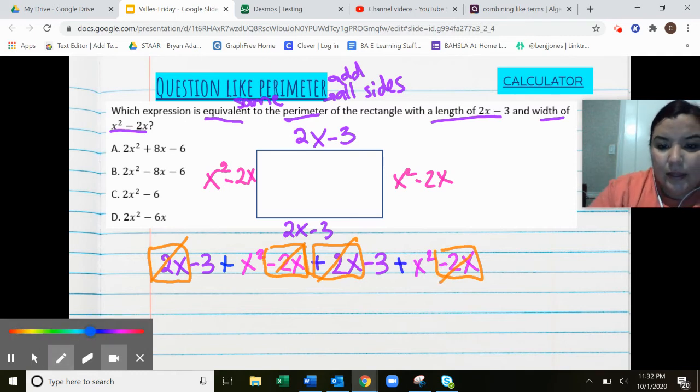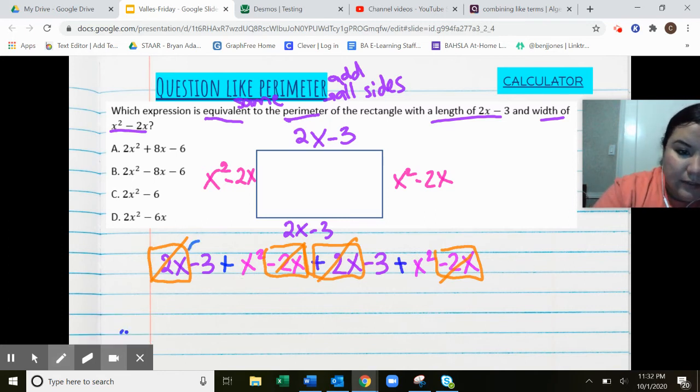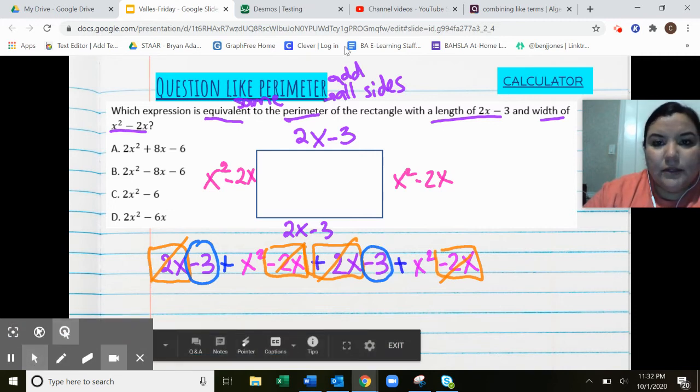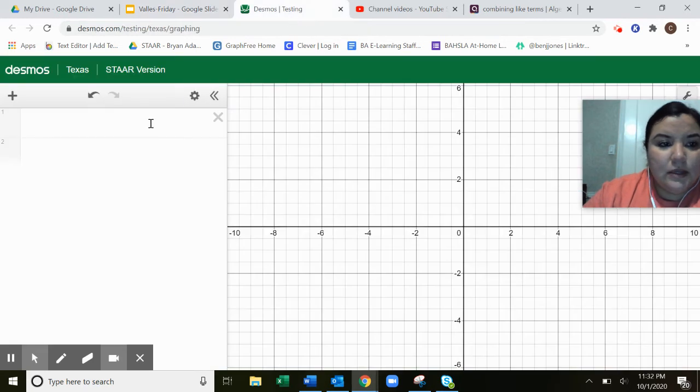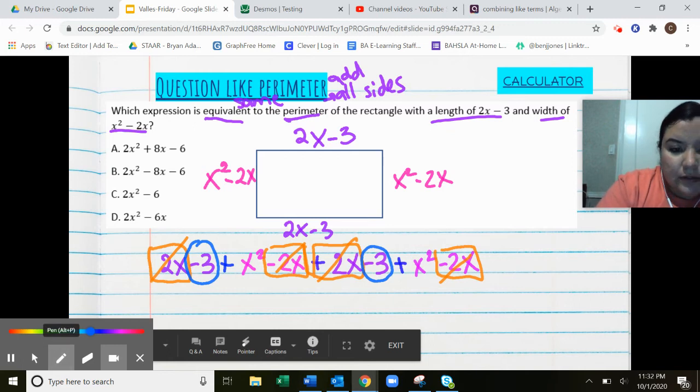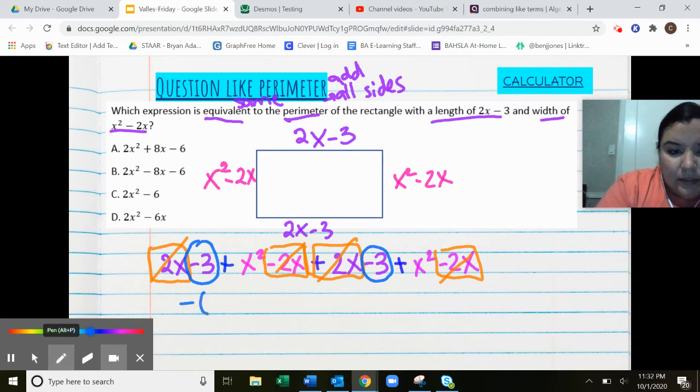Now let's look at the minus 3. I'm going to circle that. I'm going to see, is there anything else that does not have an x? So I go here and I see this other minus 3. I'm going to go to my calculator to figure out what negative 3 minus 3 is. So negative 3 minus 3 is negative 6. Come back over here, and so that's going to be minus 6.